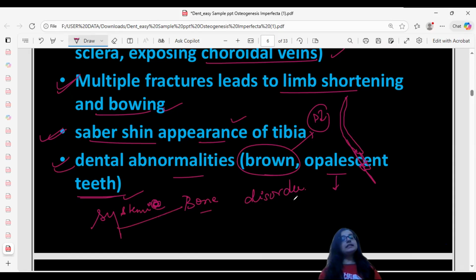Because even though the presentation is the same, the brown teeth is there in dentinogenesis imperfecta and here as well, the difference is in the gene that is involved. The root cause here is the collagen, and that is why the abnormalities can be noted. So for this particular case, we are reserving the word opalescent.